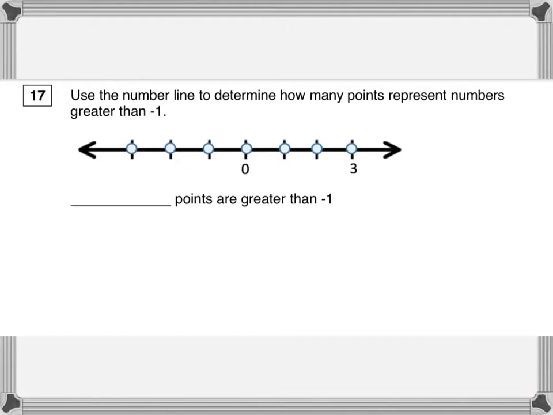Moving on to problem 17. Use the number line to determine how many points represent numbers greater than negative 1. So negative 1 on the number line is right here. How many points are greater than that? Well, this one, this one, this one, and this one. So that is 4 points. 4 points are greater than negative 1.